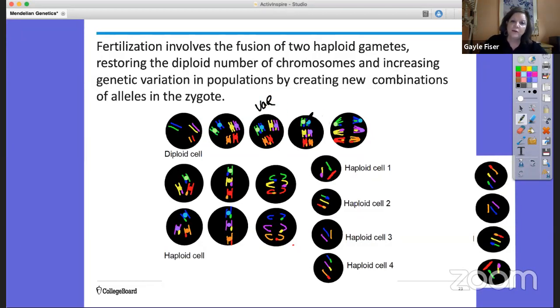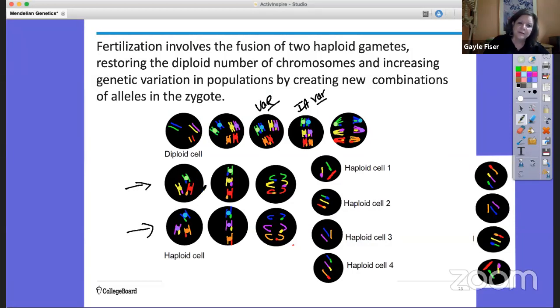Then they're going to align in the middle. Does this yellow one have to be there? No, it does not. It could be on this side, or this red could be on this side and the orange over there. So independent assortment happens, and there's more variation. So there are 2 places where genetic variation occurs. Anaphase happens, 2 cells, and here we are at our next 2 cells, about to go through the next phase.